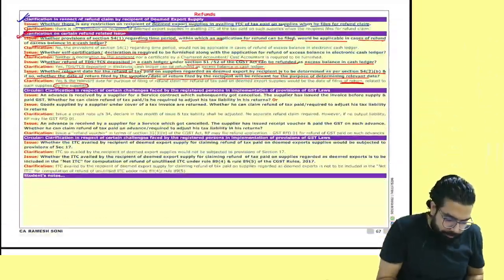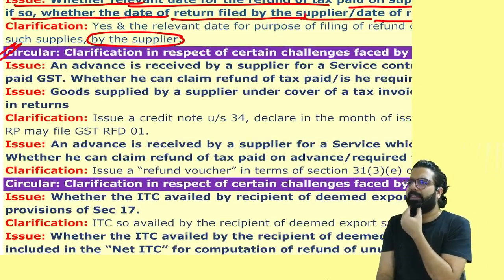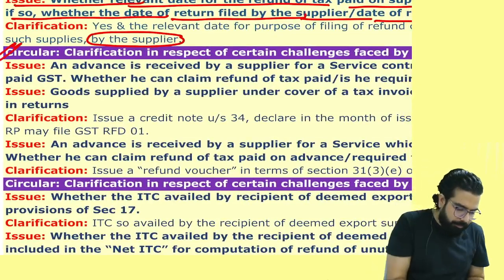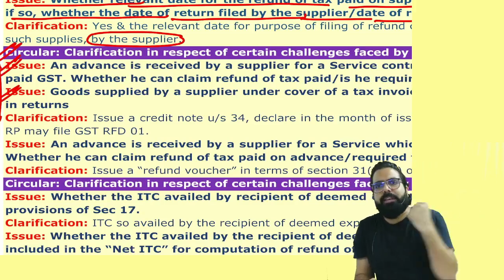Next. Everyone over here now. This circular I'll go ahead and tell you simply. Listen. Issues you understand, and then I will go ahead and tell you. I received one advance.